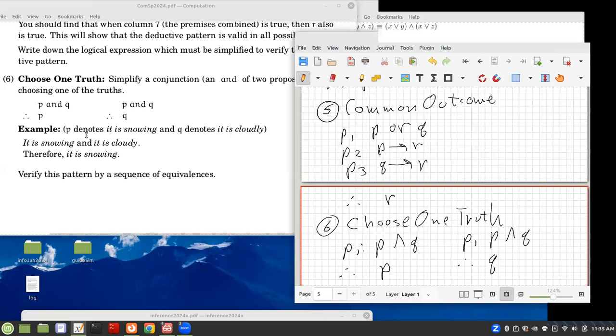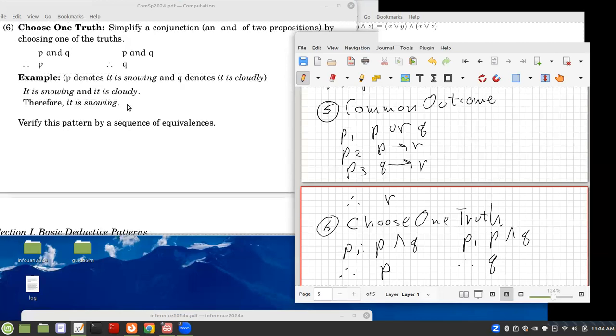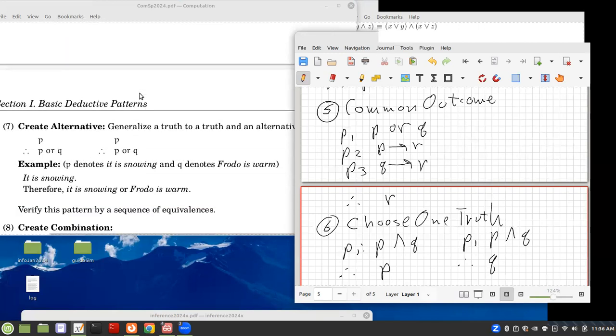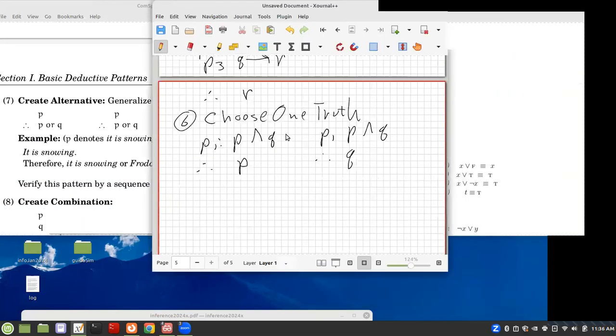So here's some example. If P represents the proposition is snowing and Q represents the proposition is cloudy, then if we know that it's snowing and it is cloudy, then we conclude it's snowing. If we know that it's snowing and it's cloudy, we can also, alternatively, conclude that it's cloudy. Okay, so this is fairly straightforward, either using truth tables or using the sequence of logical equivalences. And 6, 7, and 8 are mostly useful as steps in larger arguments, as we'll see.